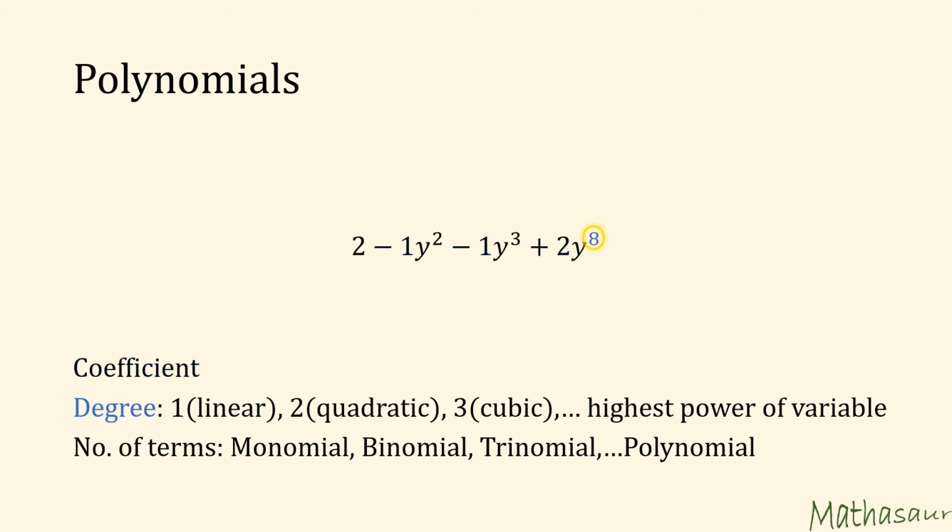Let us try to identify the degree of the polynomial here. The highest degree for y is 8 here. Note that this polynomial has the variable y. Let us look at the number of terms. We can identify 4 terms here, so this polynomial has 4 terms. Now the number 2, which does not have a variable with it, is known as a constant term, whereas the terms which have the variable in them are known as variable terms. y is the variable here.